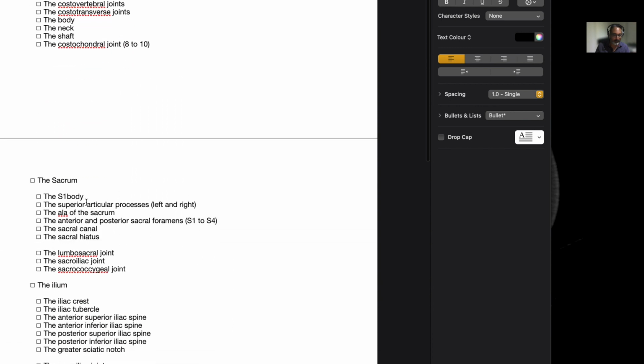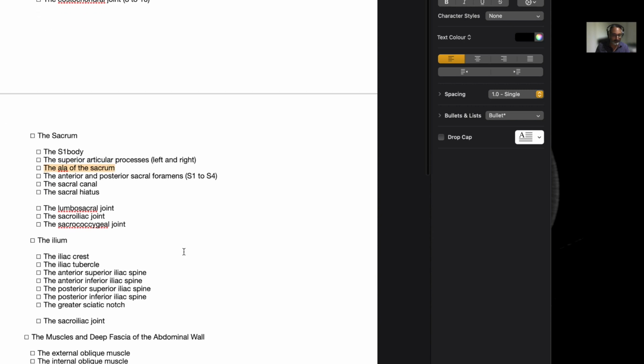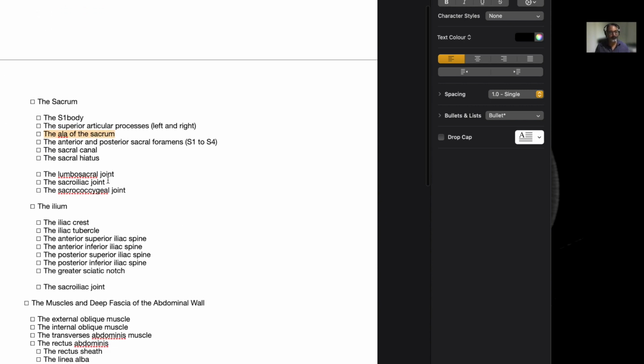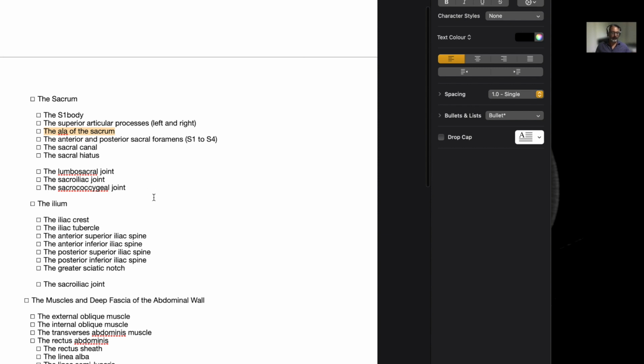More or less. I love the sacrum. I'd like to show that to you. Sacral canal, number of sacral joints, sacroiliac joint, and the sacrococcygeal joint.